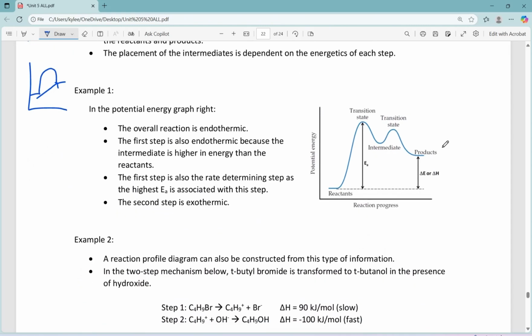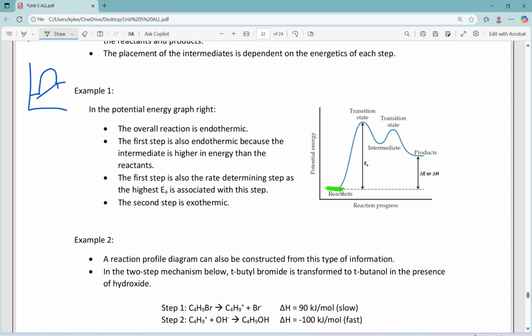In example number 1, we have a potential energy diagram, and overall the reaction is endothermic. And I can see that because I'm starting, and I'm going to use a different color here, I'm starting at a lower energy and I'm ending at a higher energy for my product. So that means that overall the energy had to increase, which means that I had to put energy in, which means delta H is going to be positive, which means that this is an endothermic reaction.